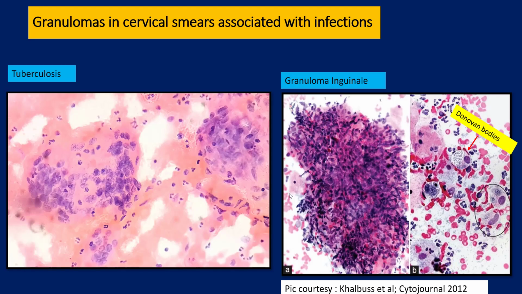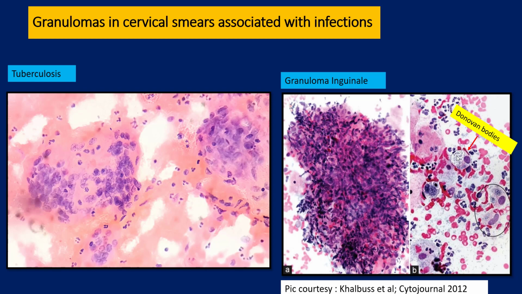Now, rarely we might find granulomas in cervical smears. There are some granulomas associated with infections. This was a case which was later found out to be a case of tuberculosis involving the cervix, multinucleated giant cells and granulomas. This is a case which I picked up from the web from an article by Kalbus et al. And I have got a few other pictures which are going to come up later on. So if you want, you can go and look at this original paper which is available on the web. It is free.